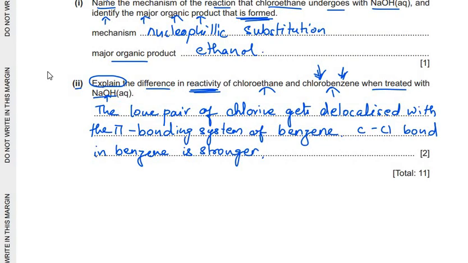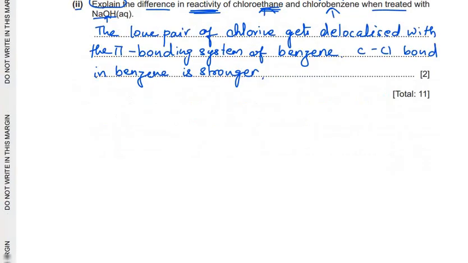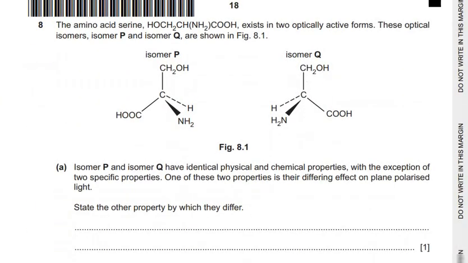That's the reason that it is unreactive with aqueous sodium hydroxide, but in chloroethane, the ethane part is electron donating and the C-Cl bond will easily break, and so it will react easily. Now question 7 is over. Let's go ahead with question 8.